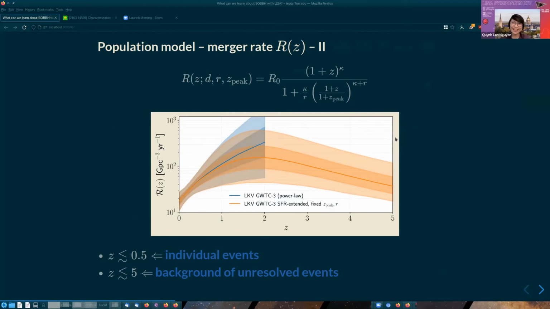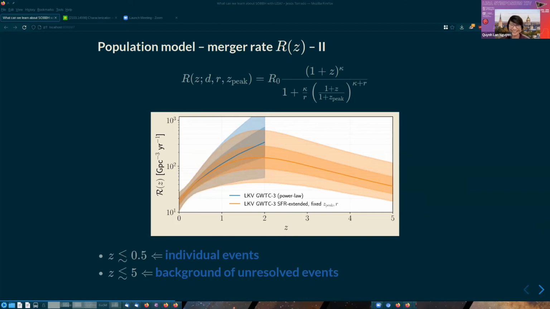Okay, thanks, Chris. And there is one question in the chat from Elena. I can read it out loud. Hi, Jesus. Nice talk. If you would analyze together the detectable background and the several resolved individual events, would you expect to get stronger constraints on the hyperparameters of the populations? Can you answer this for Elena?